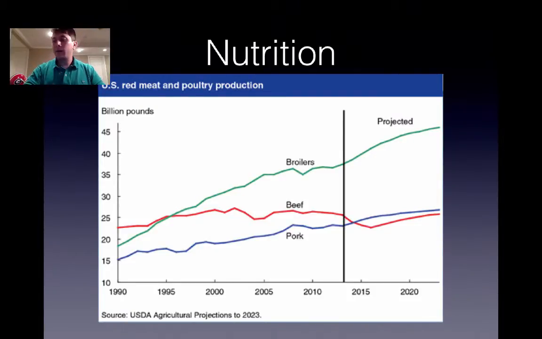And because it's very efficient, you can see in relation to our, let's call them rival animal agricultural industries, beef and pork, broiler production is going to increase, and it's on this upward slope that shows no signs of slowing down.